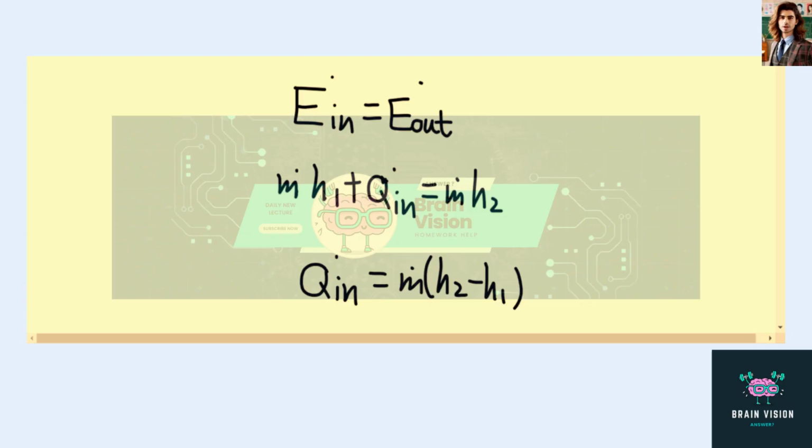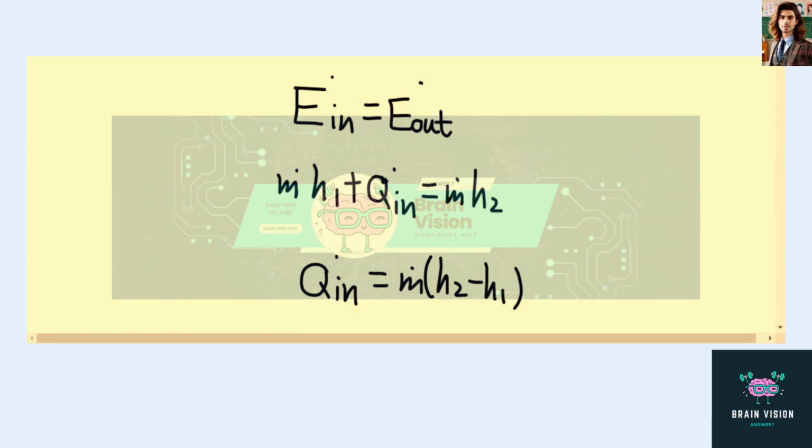Okay, so let's apply the energy balance equation in this case. So we have E dot in is equal to E dot out. If we expand it, we'll have M dot H1 plus Q dot in is equal to M dot H2. So M dot here is the mass flow rate for the water, okay?